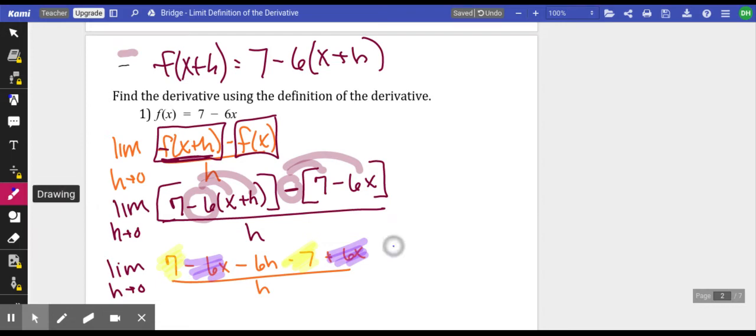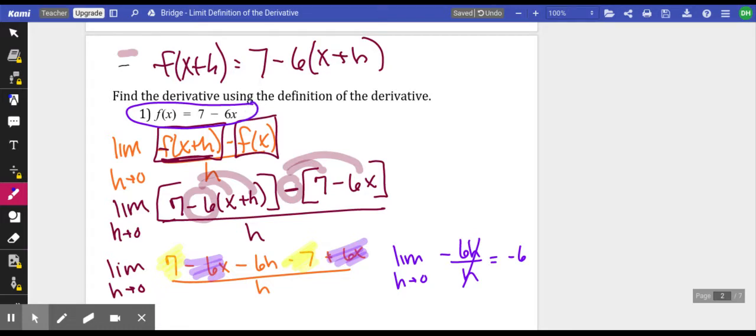So right now I have the limit as h approaches 0. So I'm left with a negative 6h all over h. And we know an h divided by an h cancel out. So I'm left with just negative 6. So what we're saying is if you graph this function, we should have a slope of negative 6.